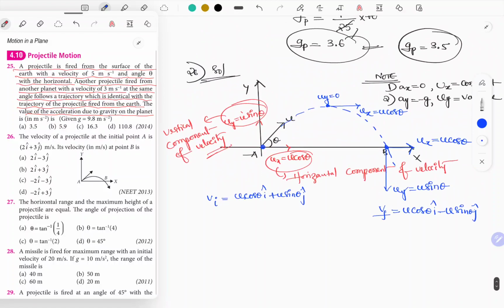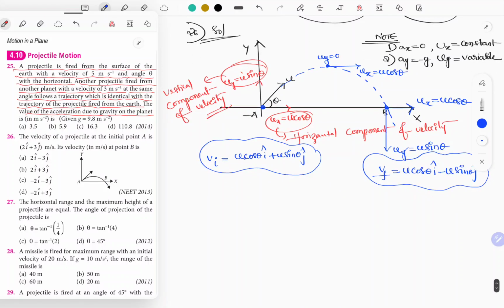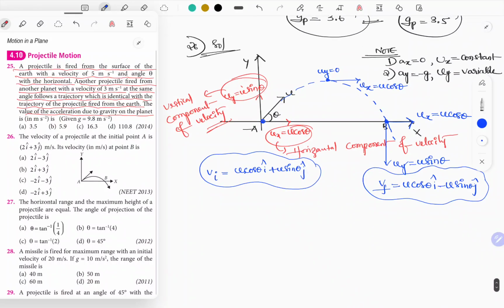Try to understand the difference. So which component of velocity changes when it is hitting the ground? In a projectile motion, the vertical component of velocity changes. First it reaches the maximum, then when it reaches the ground, it hits the ground with a negative velocity. Hope you understand. Now observe this question, question number 26.